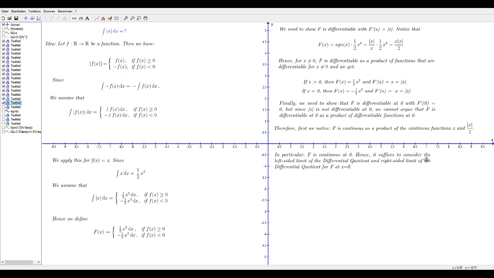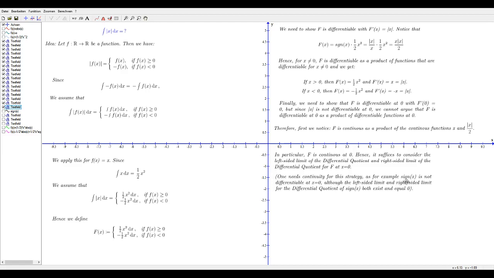Hence, it suffices to consider the left-sided limit of the differential quotient and the right-sided limit of the differential quotient for capital F at x equal to 0. And that strategy only works for continuous functions, you know, to take the left-sided and right-sided limit of the differential quotient. There's this famous counterexample, which I'm going to give. One needs continuity for this strategy.